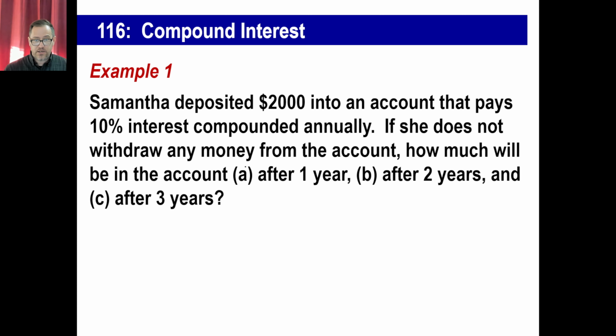All right, so here she is with her $2,000. 10% of that, of course, is $200. So at the end of that year, she will have $2,200, right? After 2 years, the bank says, we're starting the second year. You have $2,200. Now we're going to pay you 10% on that, right? So 10% of this would be $220.